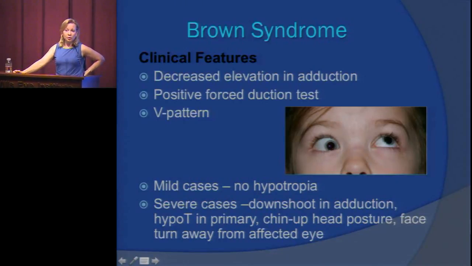In mild cases, there's usually no hypertropia, but in severe cases, there'll be a downshoot in adduction. There'll be a hypotropia in primary position. There'll be a consequent chin-up positioning for the patient trying to achieve fusion, and they'll turn their face away from the affected eye, and obviously that'll need a surgical correction.